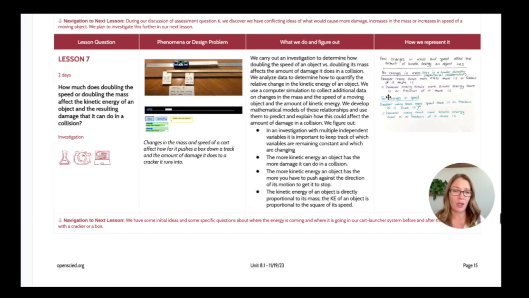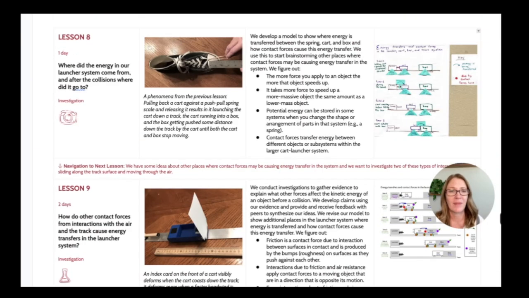And so we make a chart summarizing what we figured out through those mathematical models, and we move into lesson 8. In lesson 8, we're going to be talking about where the energy in our launcher system came from and where it goes. And so we're really going to be developing some ideas about potential energy, stored energy. We're going to use a spring to have some stored energy. We can also talk about how a rubber band has stored energy. And they are stored when you change the shape or arrangement of those parts.